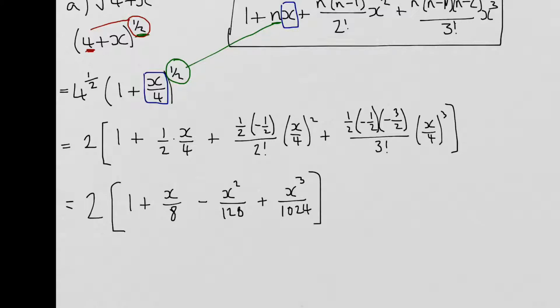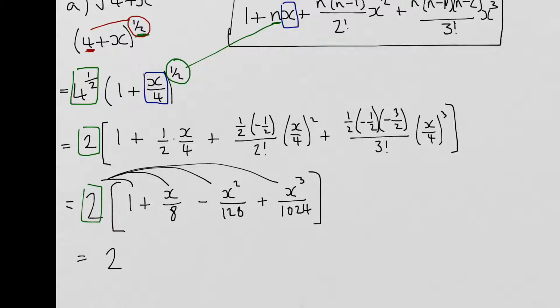Now, bearing in mind that the 4 that we had at the beginning, that was to the power of a half, has become this 2, and so to finish off the question we just need to multiply every single term there by the 2 as we're going through. So we will get 2 plus x over 4, because the 2 and the 8 will cancel there, minus x squared over 64, plus x cubed over 512. Yep, so that's that question done as far as the expansion goes.